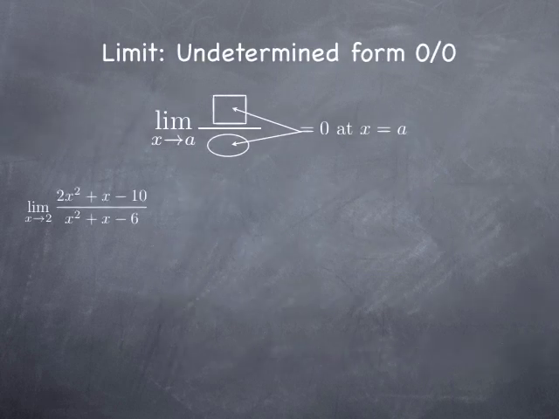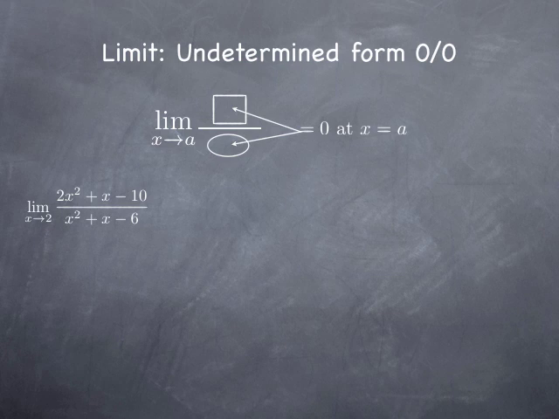Let's start with the case of a rational function. We have a quotient of two polynomials, and they are both 0 at x equal 2. Indeed, if you plug x equal 2 at the top, you get x squared is 4 times 2, 8, plus 2, 10, minus 10, 0. At the bottom, you plug x equal 2, you get 4 plus 2, 6, minus 6, 0.